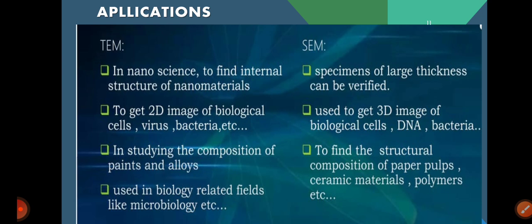And if I consider the SEM, specimens of large thickness can be examined using the scanning electron microscope, and it is used to get the 3D image. I told you in the last slide itself that from the TEM we get a 2D image, and from the SEM we get a 3D image. So to get images of small cells, we use this SEM, to find the structural composition of paper pulps and ceramic materials like polymers, etc.